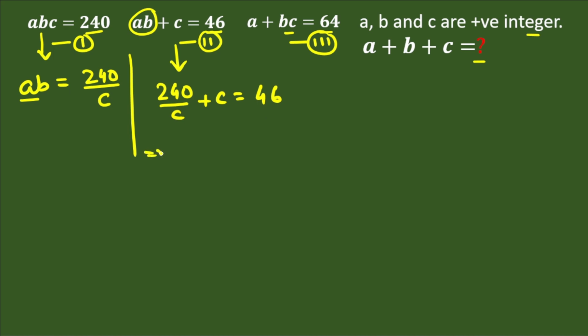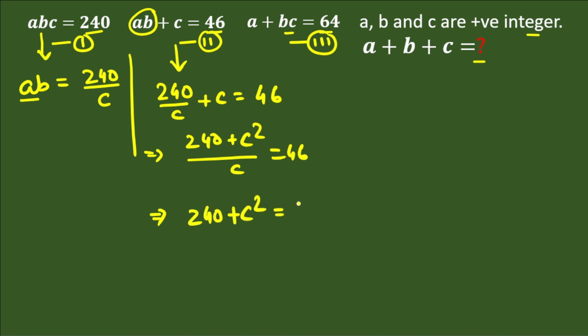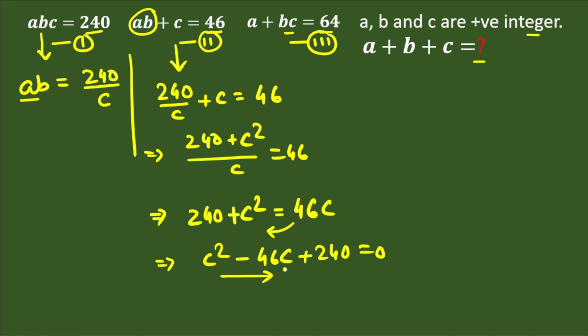Now we'll simplify. It will be 240 plus C square, divided by C, equal to 46. Now for simplifying, we'll cross multiply, so it will be 240 plus C square equal to 46C. Now we'll take this 46C to the left hand side, so it will be C square minus 46C plus 240 equal to 0. Now if you look at it, it is in the form of a quadratic equation. For the value of C, we'll factorize it. So our factors will be C minus 6 multiplied by C minus 40, equal to 0.